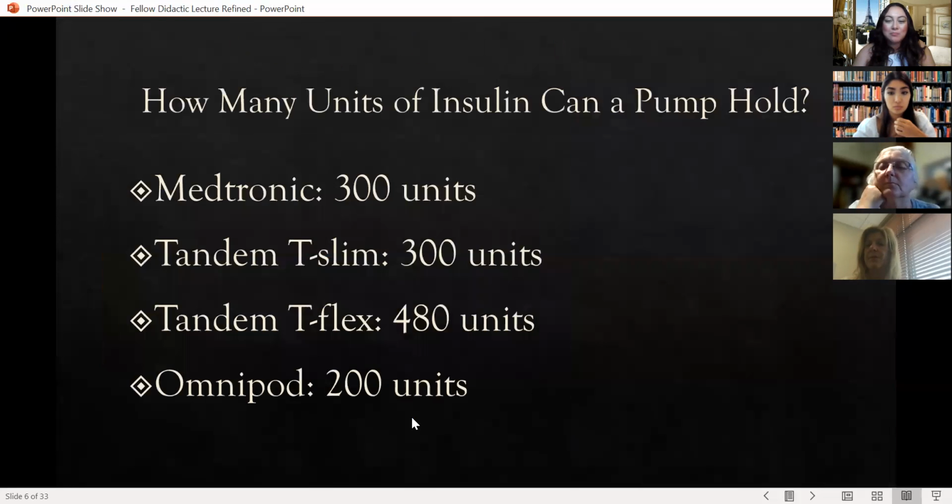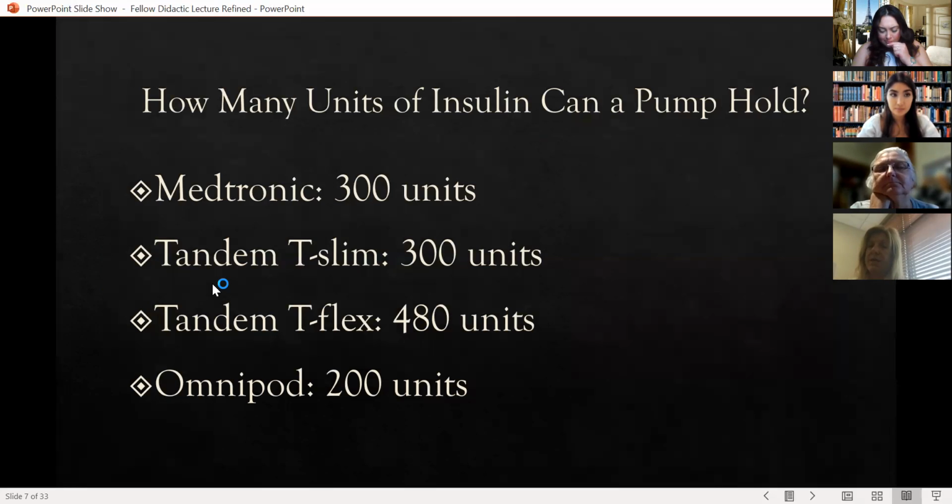Yep, that's going to run. We don't want it to run. There we go. So remember I said all of these hold different amounts of insulin. People get really excited about the Omnipod because it's wireless, but honestly, this one is behind in the most technology.